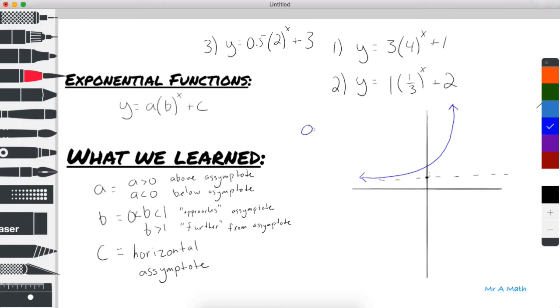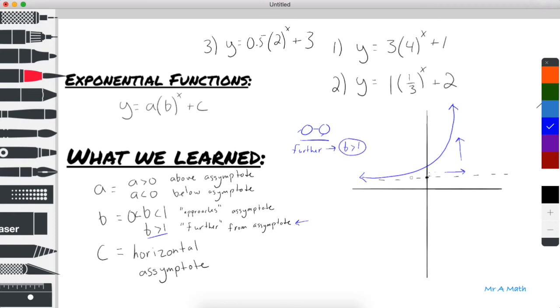What do I notice? I'm going to draw little glasses here just so I can say what I notice about this function. I notice that it goes away from the asymptote. So it's further from the asymptote as x goes to positive infinity. As I go this direction, my graph goes further and further away from the asymptote. So that's number one. And that's probably going to tell me, since this is when it's further from my asymptote, that b is going to be greater than 1. Just keep that in mind.